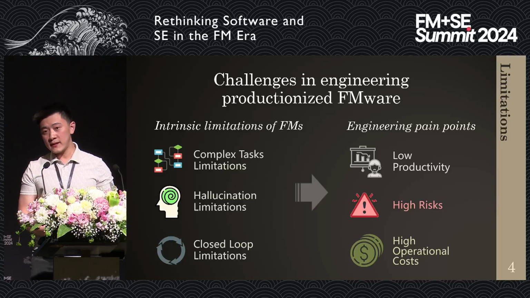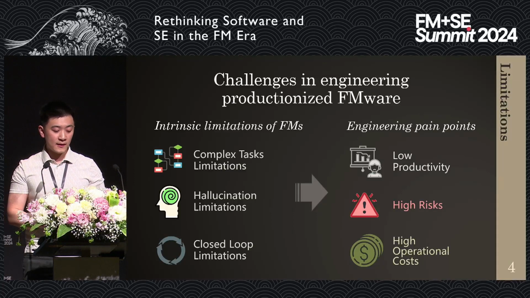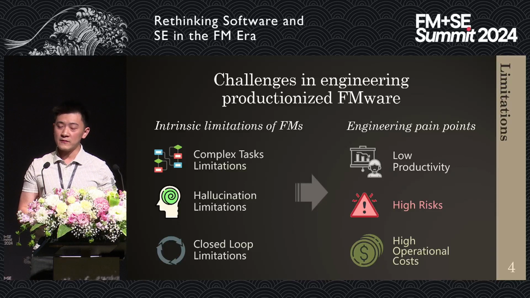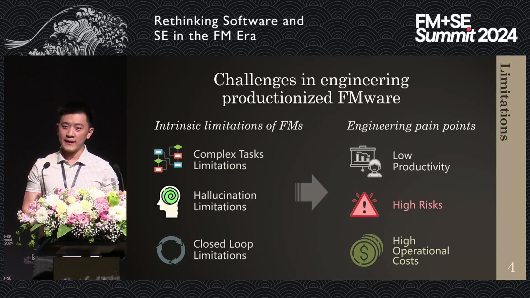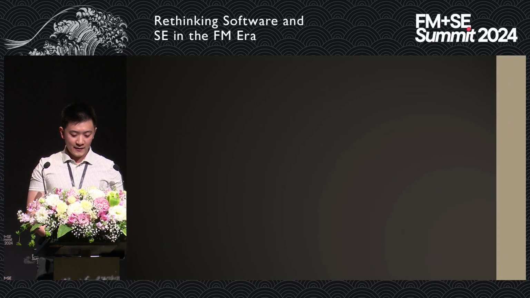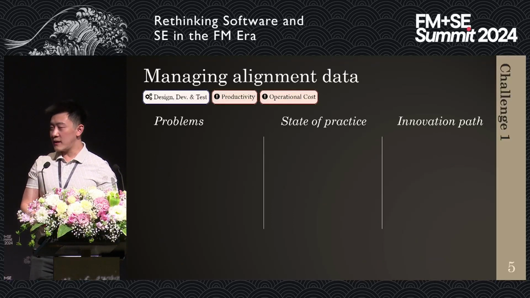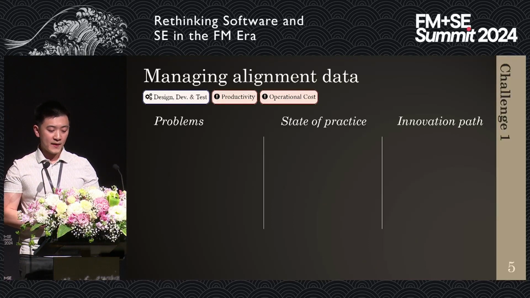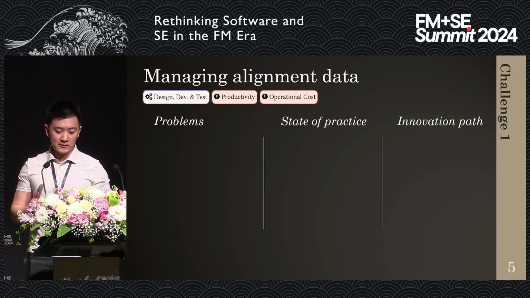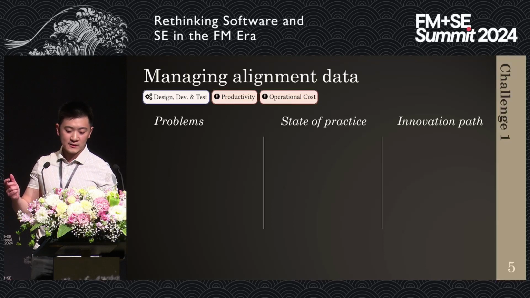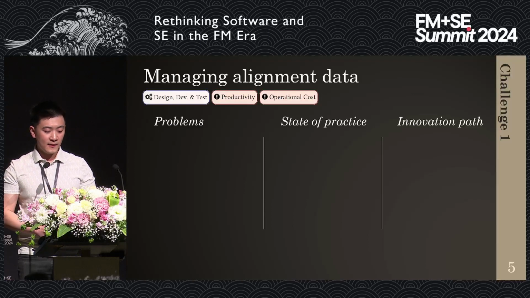I'm going to quickly go through 10 challenges we summarized. There are a lot more details and depth for each challenge, and we have a preprint at the end with a QR code. We welcome everyone to look at that and give us any feedback you have. So the first challenge is about managing alignment data. I'm also going to show the phase of the life cycle as well as the aspects of the challenge on top of the slide for reference.